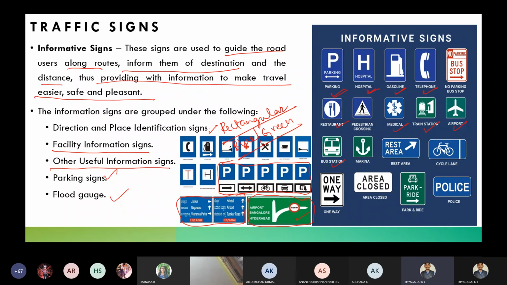Is it clear? Traffic signs. Any doubts in these traffic signs? Any doubts? Kindly respond. No, sir. No, sir. I hope everyone has understood the various traffic signs. Why am I moving very fast? Because these are the things you observe in your daily life. You can remember and you can write in your exam also. That's why I am moving fast with these traffic signs.